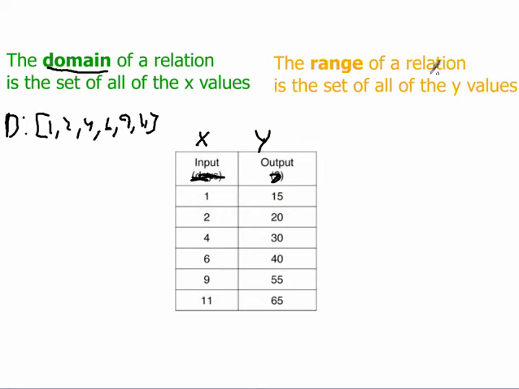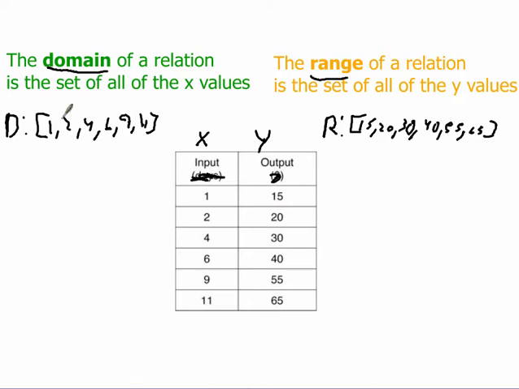The range is the set of all the Y values of a relation. It's just all of the outputs. So if I want to find the range, I just write R equals, and then I put all of the Y values, 15, 20, 30, 40, 55, and 65. And that's all there is to it, really. The domain is just all the X values. The range is just all the Y values. And that's really all there is.